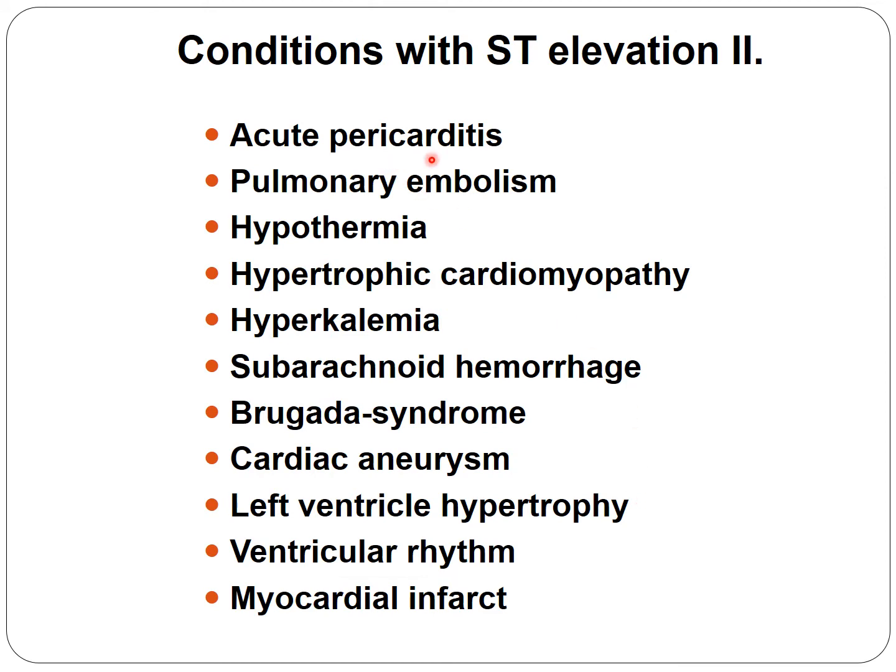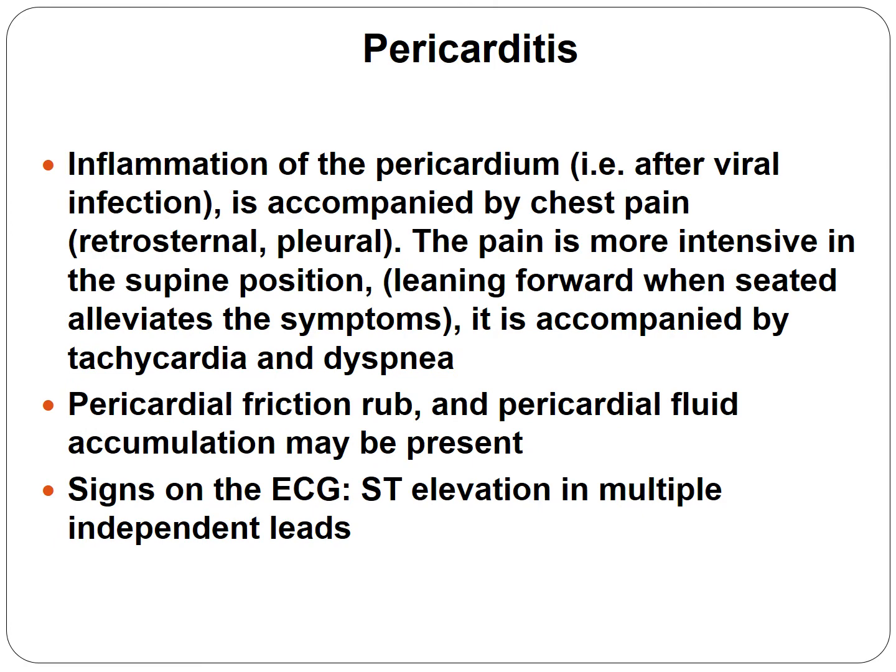ST elevation can be seen in a lot of cases, such as acute pericarditis, pulmonary embolism, hypothermia, hypertrophic cardiomyopathy, hyperkalemia, subarachnoid hemorrhage, Brugada syndrome, cardiac aneurysm, left ventricular hypertrophy, ventricular rhythm, myocardial infarction, and so on and so on. We will discuss the most common ones, and what we already discussed, such as hypothermia and hyperkalemia. We want to refer to pericarditis.